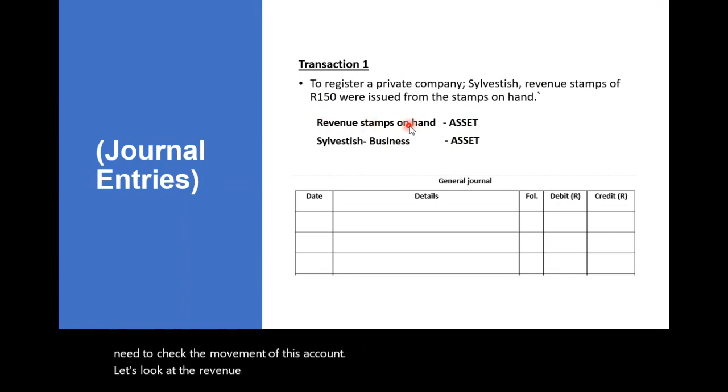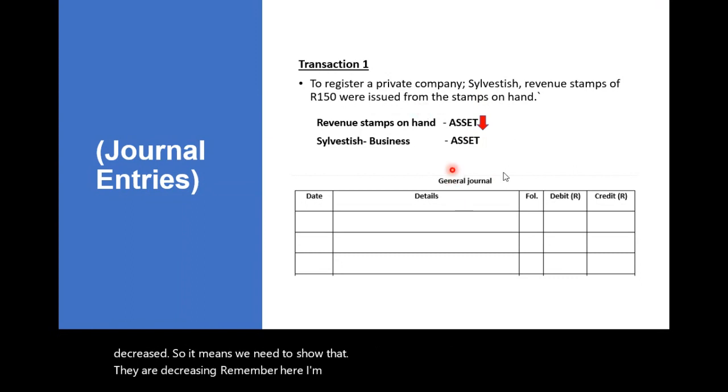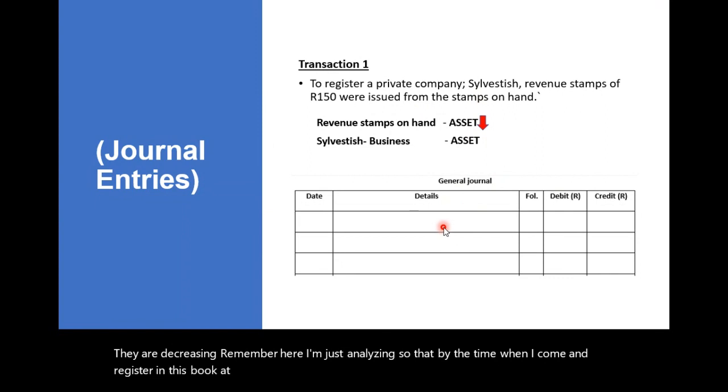Remember, they were on hand. The fact that we issued them, it means they decreased. So if the revenue stamps have decreased, it means our assets have decreased. So it means we need to show that they are decreasing. Remember, here I'm just analyzing so that by the time when I come and register in this book, at least I know what to record and under which time.